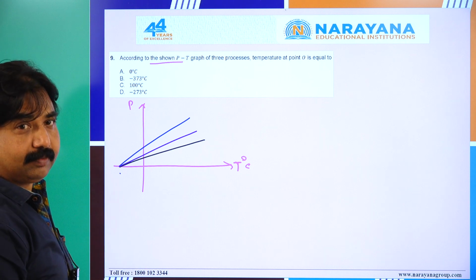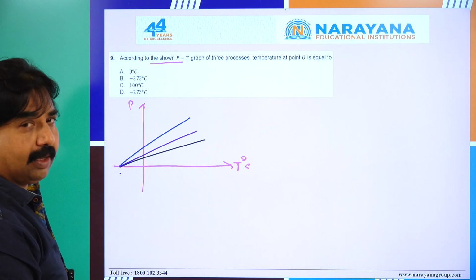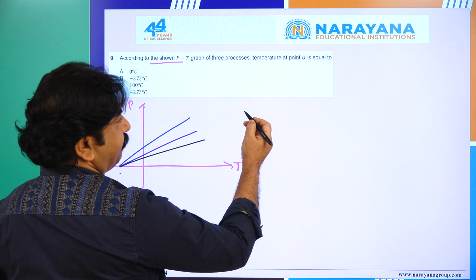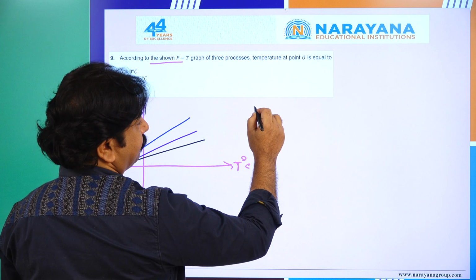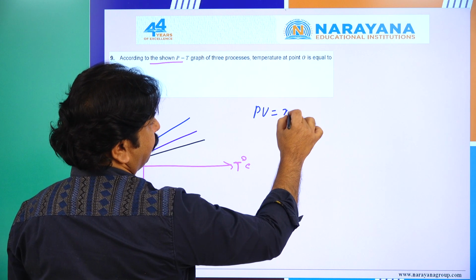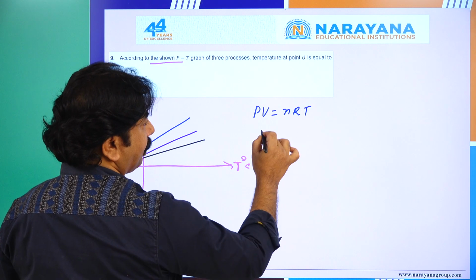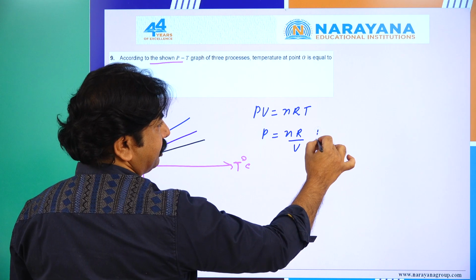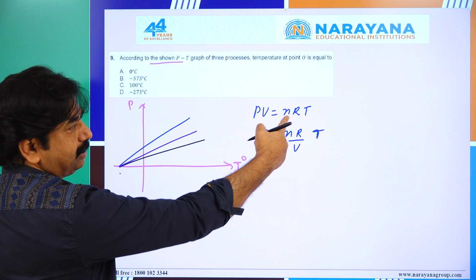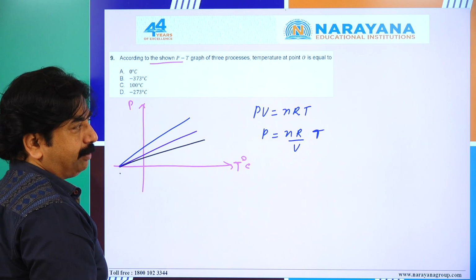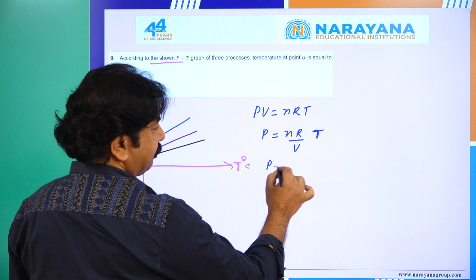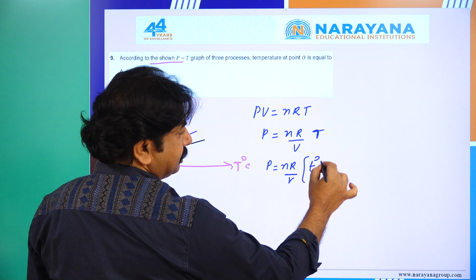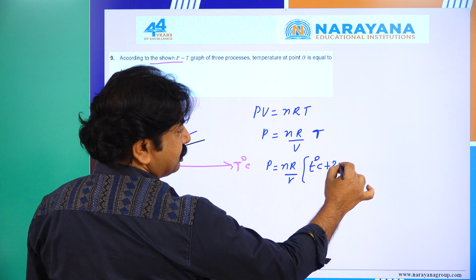According to Charles' law, or from the ideal gas equation also, we can explain the same points. PV is equal to nRT is the ideal gas equation. So P is equal to nR by V into temperature. But everyone has to observe this temperature should be the absolute scale of temperature only. Now P is equal to nR by V of (T degree Celsius plus 273) only.